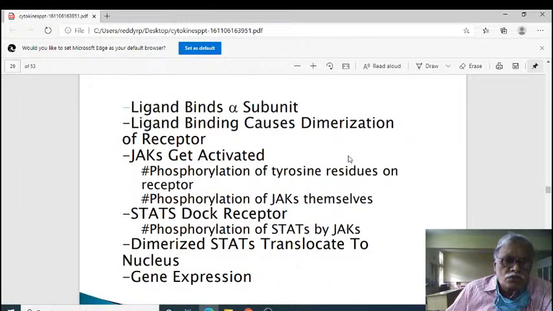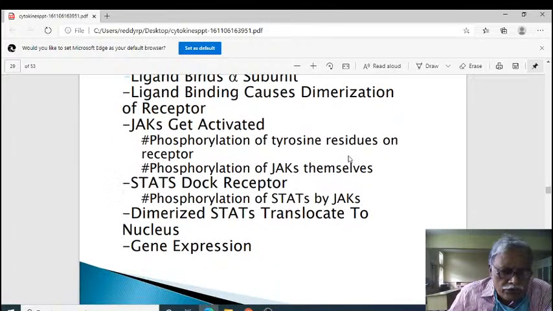The ligand will bind the alpha subunit. Ligand binding causes dimerization of the receptor, and JAKs get activated. JAKs phosphorylate tyrosine residues on the receptor, and phosphorylation of the JAKs themselves starts the receptor signaling. Phosphorylation of STAT by JAKs occurs, the STATs dimerize, translocate to the nucleus, and then gene expression results.